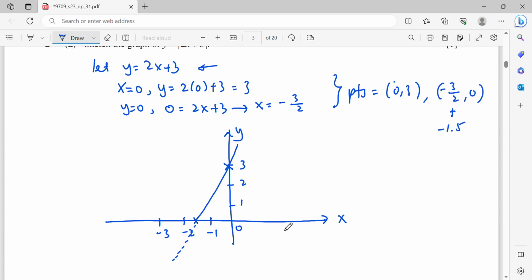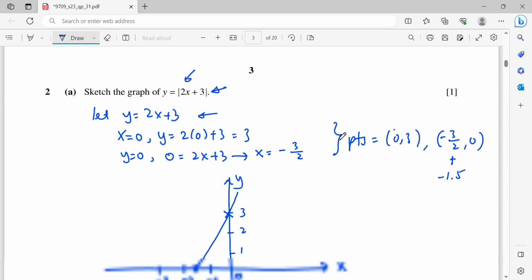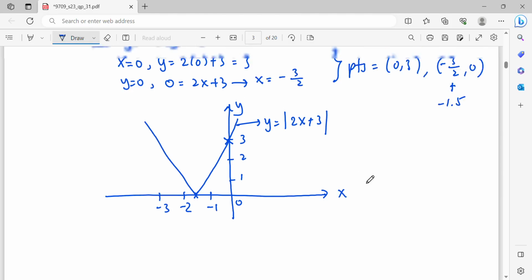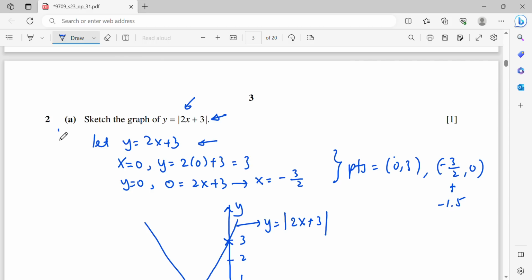But because of the modulus, look at the modulus here. The modulus means that there is no negative for the y value. It must be positive, which means we have to reflect this dotted line by referring to the x-axis. So it will be reflected to this. This will be your modulus graph. Okay, so the sketch is done. If you want, you can label this as negative 3 over 2. So 2a is done.